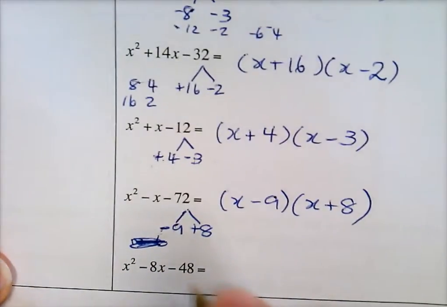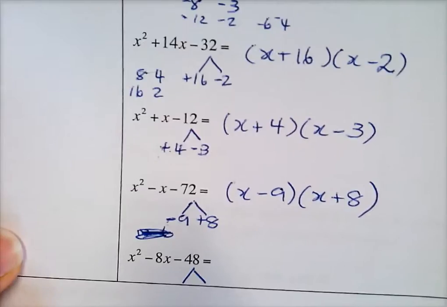And the last one, I need two numbers that are going to multiply to give negative 48.